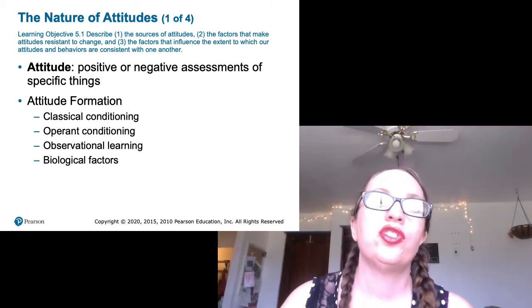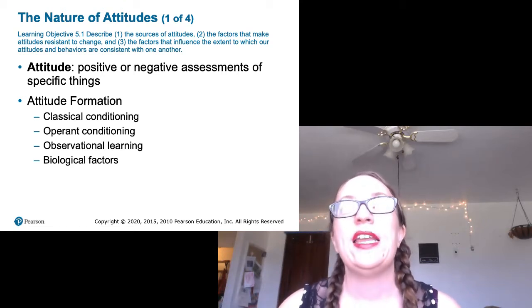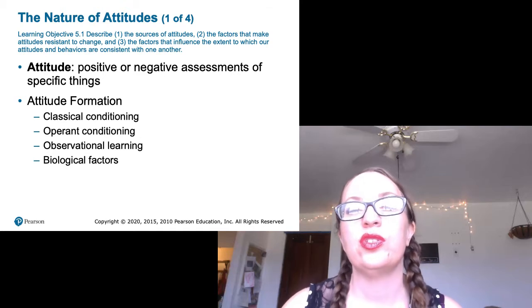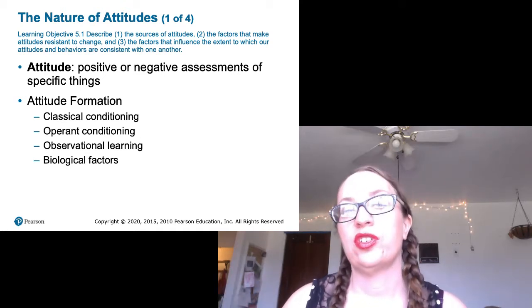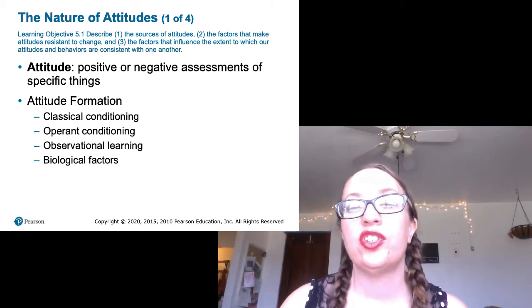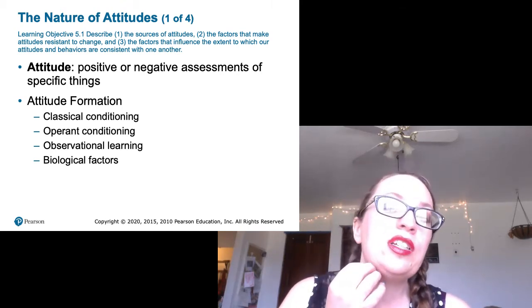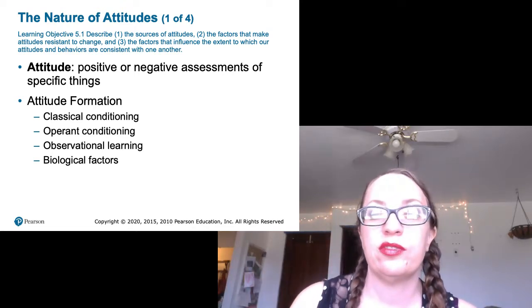And then we have biological factors, and it's been suggested that there is an unlearned genetic component to attitudes, such as those involving political or religious views, and so you're genetically predisposed towards having certain attitudes. Like we know religiosity is at least partially genetic. You may be biologically predisposed towards being a liberal or a conservative.